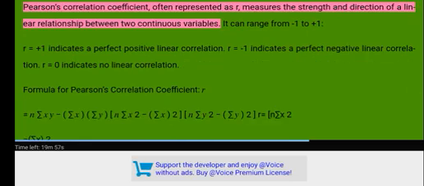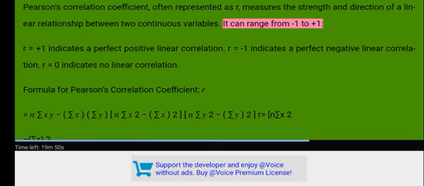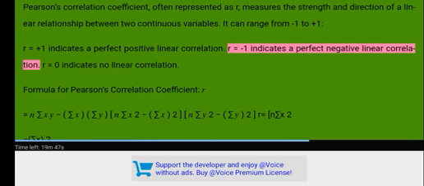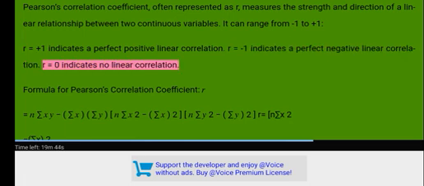Pearson's correlation coefficient, often represented as R, measures the strength and direction of a linear relationship between two continuous variables. It can range from -1 to +1. R equals +1 indicates a perfect positive linear correlation. R equals -1 indicates a perfect negative linear correlation. R equals 0 indicates no linear correlation.